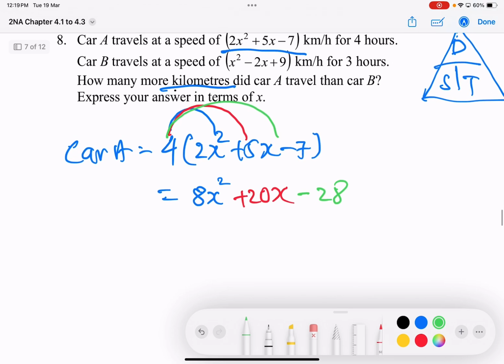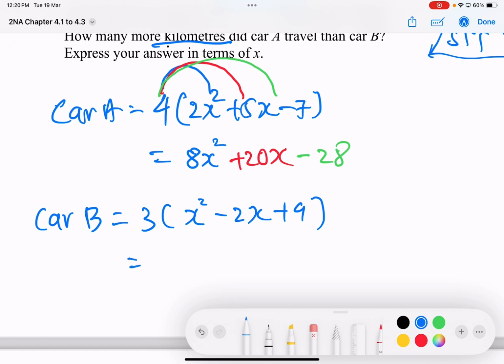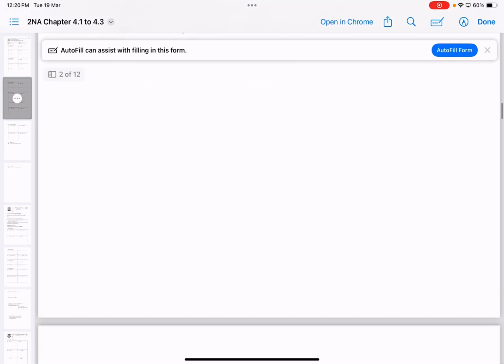Now let us do for car B. If I want to find the distance traveled, I will take the time multiplied by the speed. So I do the same rainbow method. 3 times x gives me 3x squared. 3 times negative 2 gives me negative 6x. And lastly, 3 times 9 gives me positive 27.